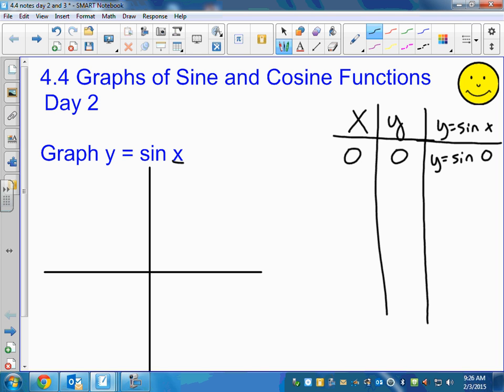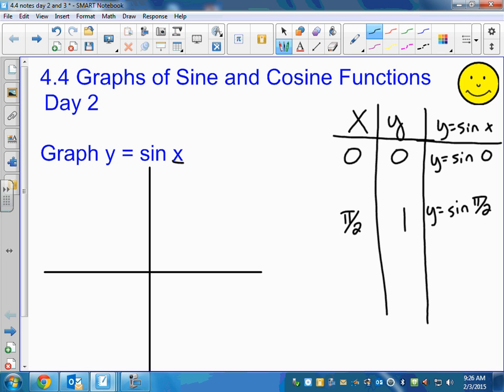So leave some space. But what if I picked nice points, like pi halves? Ooh, that's a good one. What is the sine of pi halves? Sine is y. At pi halves, the y coordinate is 1. When we have a test, you're going to have a no calculator part of your test again, which means you still got to know these.